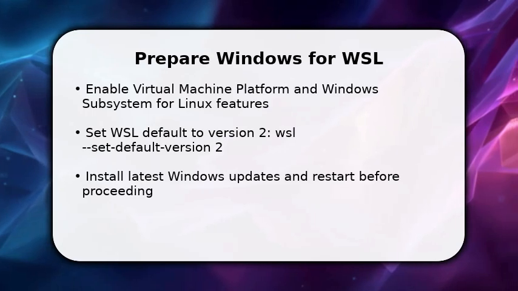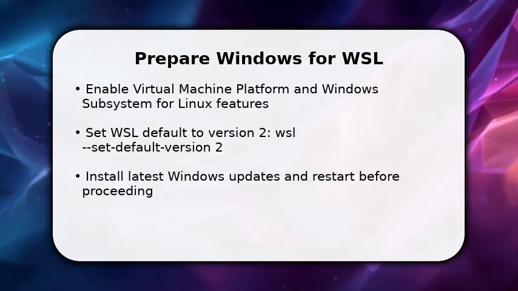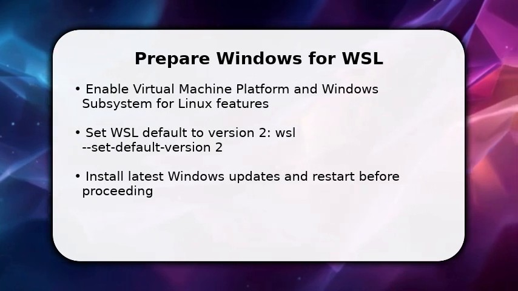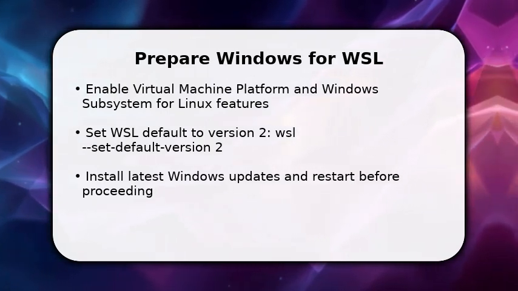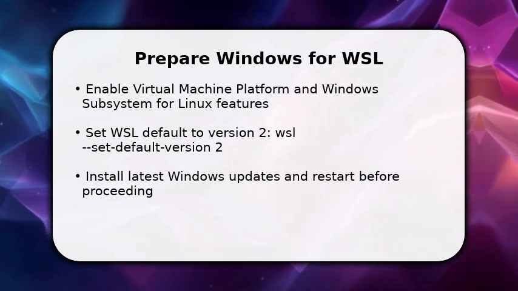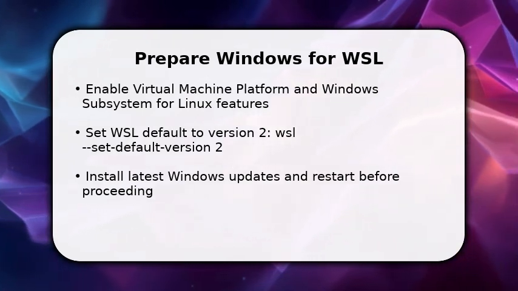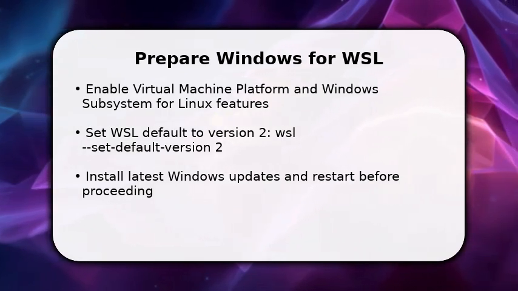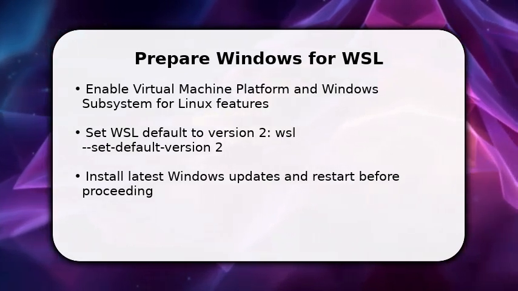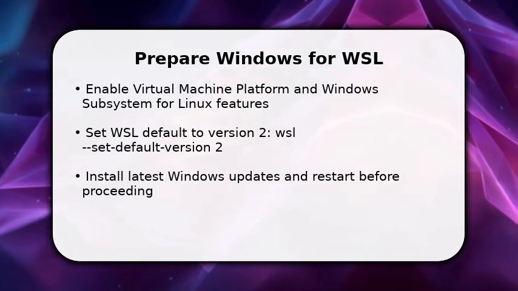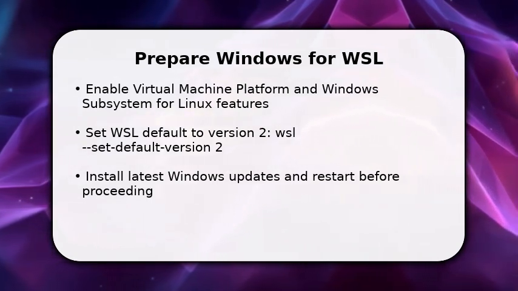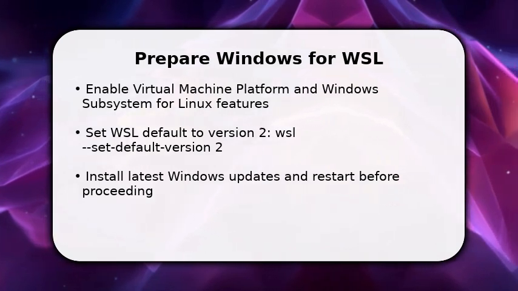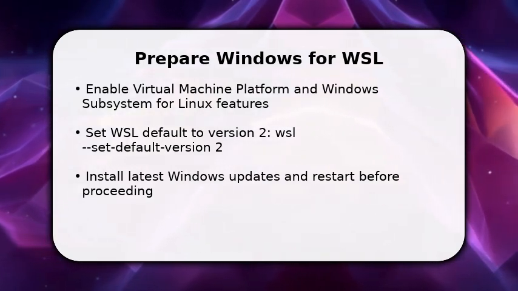You start by preparing Windows so Ubuntu runs reliably. First, enable Virtual Machine Platform and Windows Subsystem for Linux in Windows Features. Once done, reboot. Next, open PowerShell as admin and set WSL default to version 2 with wsl --set-default-version 2 to get the modern kernel and better performance. Make sure Windows is up to date and that virtualization is enabled in your BIOS. These steps prevent install errors and give you the full Ubuntu experience.